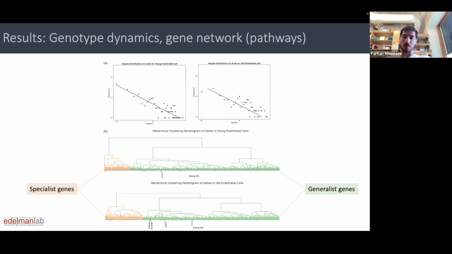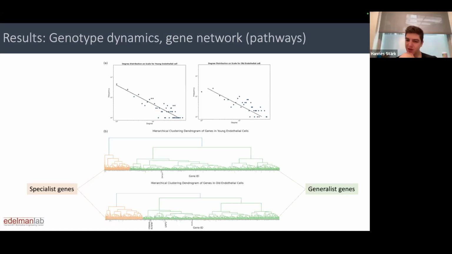What are endothelial cells? Endothelial cells are the vascular cells that are inside the vasculature. They're the barrier between blood and every other tissue, lining the inside of the blood vessels. Okay, so these are endothelial-specific genes.